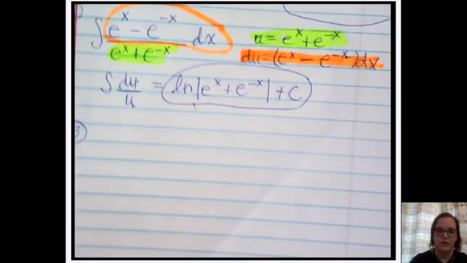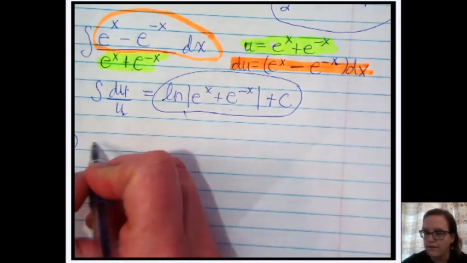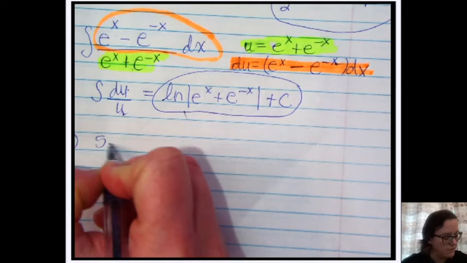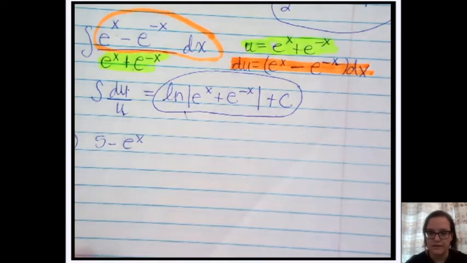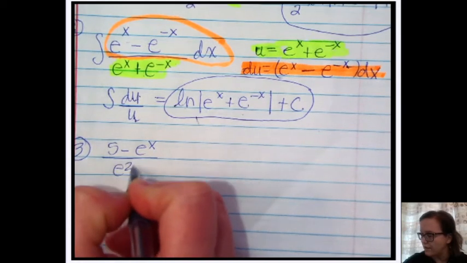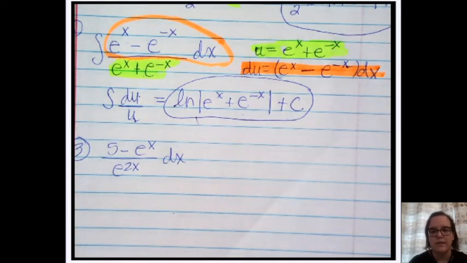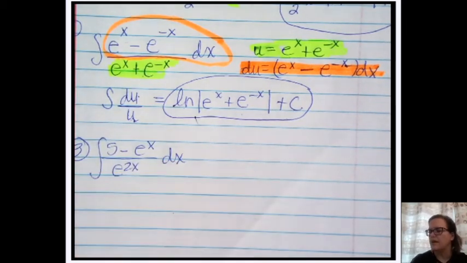So the third example I have for you is the integral of 5 minus e to the x over e to the 2x dx. Now this one has me a little worried if I'm looking at it because I don't see anything that's related to the e on top. There's not another e to the 2x or anything like that.